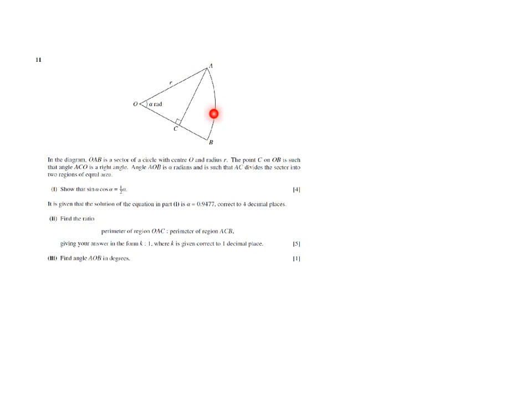In this final question, I see a sector, a part of a circle, and there's a right angle triangle in the middle. I can see we're talking about radians, so make sure your calculator is set to radians. What's going on? In the diagram, OAB is a sector of a circle. Center is O and the radius is R. And point C is on OB such that the angle ACO is a right angle. Angle AOB is alpha radians, and it is such that AC divides the sector into 2 regions of equal area.